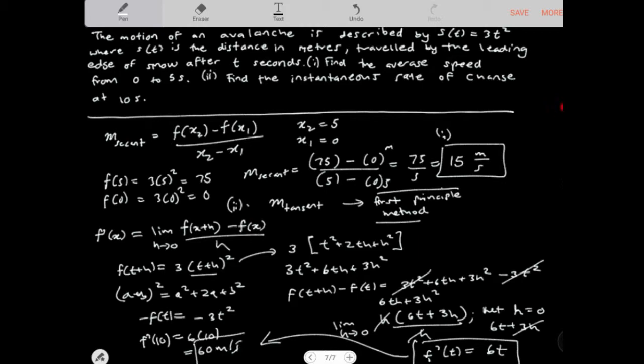Okay? So remember that this is at a single instant of time, the instantaneous rate of change, and the first scenario was the average rate of change between a time interval from 0 to 5 seconds. Okay, I hope you guys can understand the difference between the two.